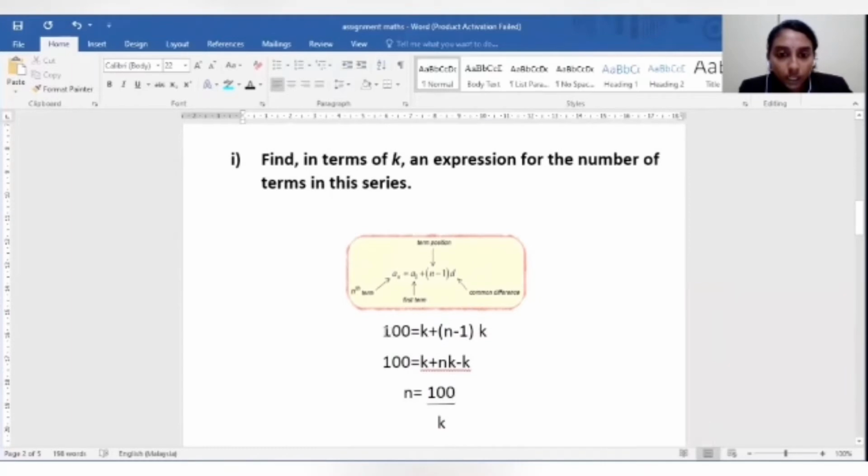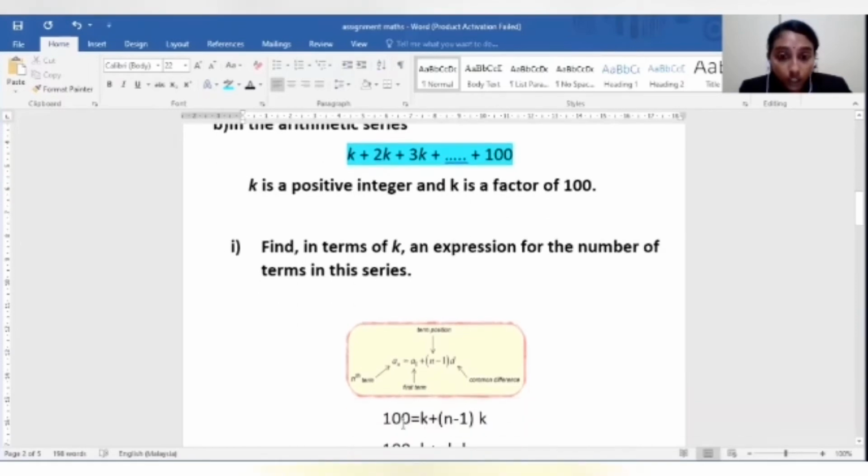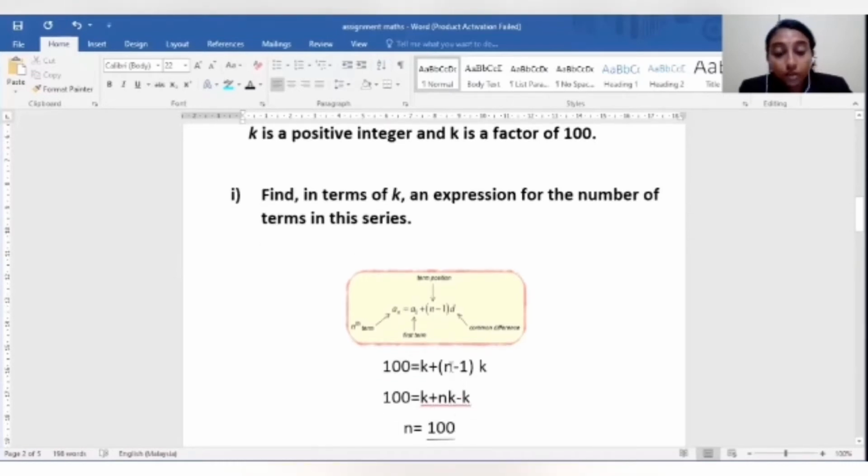As you can see here, the n term, as I said before, the last term we have to put in front. So our last term is 100. I put 100 in front, and then k, our first term, is k plus n negative 1 times k. Our common difference is k, so we just put k there. And then if we multiply this, n times k, we will get nk. If we do negative 1 times k, we will get negative k.